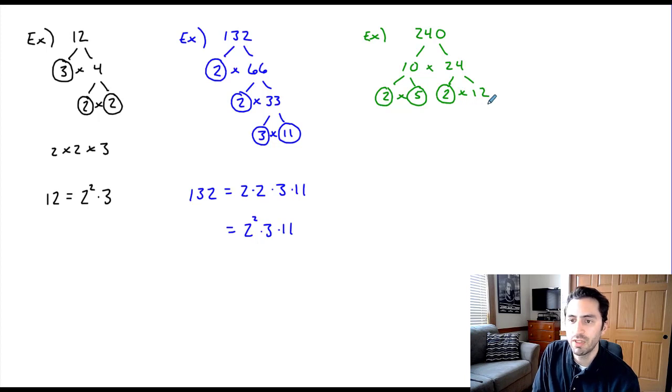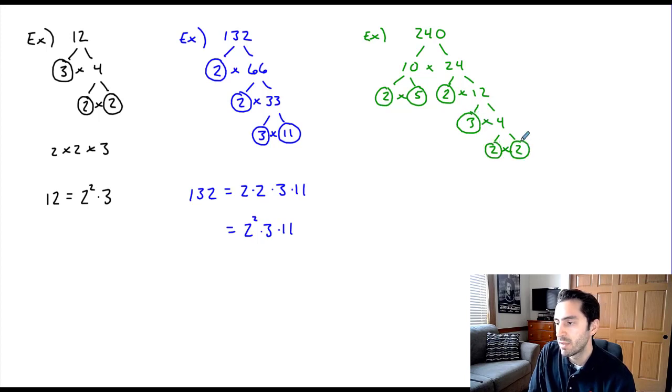And we actually already broke that down over here, so we can see exactly what we need to do. We can break 12 into 3 and 4. And then lastly, we can break 4 down into 2 times 2. So 3 is prime, and both of these 2's are prime. So now everything I have circled, those are my factors for 240.